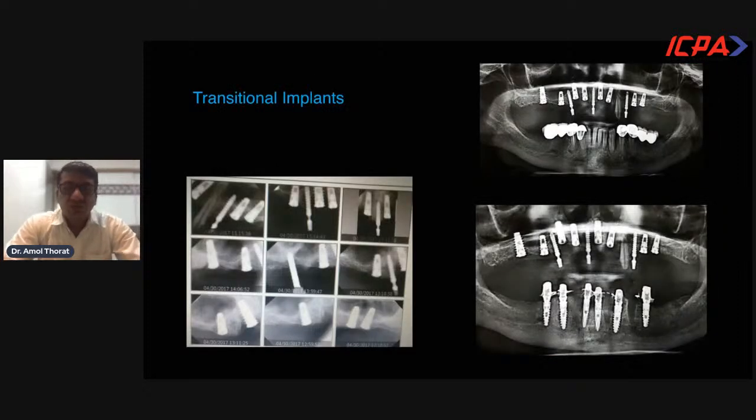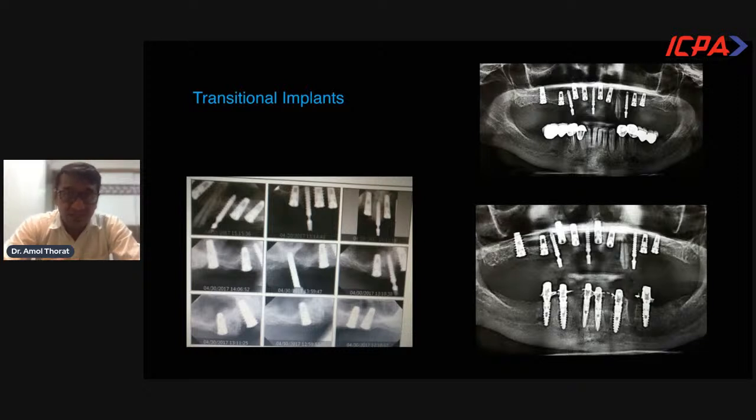So what we did here is we placed 8 implants in the maxilla, and they all were submerged. We did bilateral sinus lifts. 6 implants were placed in the mandible, and because the mandible had enough bone, I won't be elaborating much about that in this presentation. We placed 6 implants and loaded them immediately with the final prosthesis. So that was as simple as that.